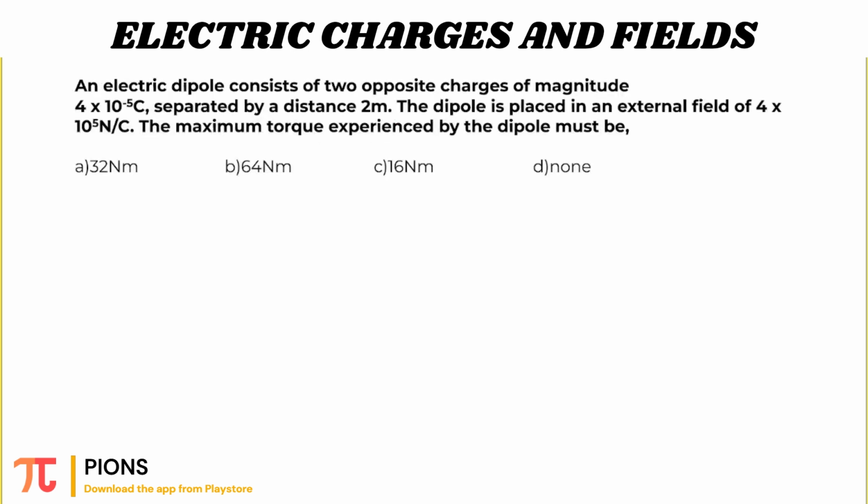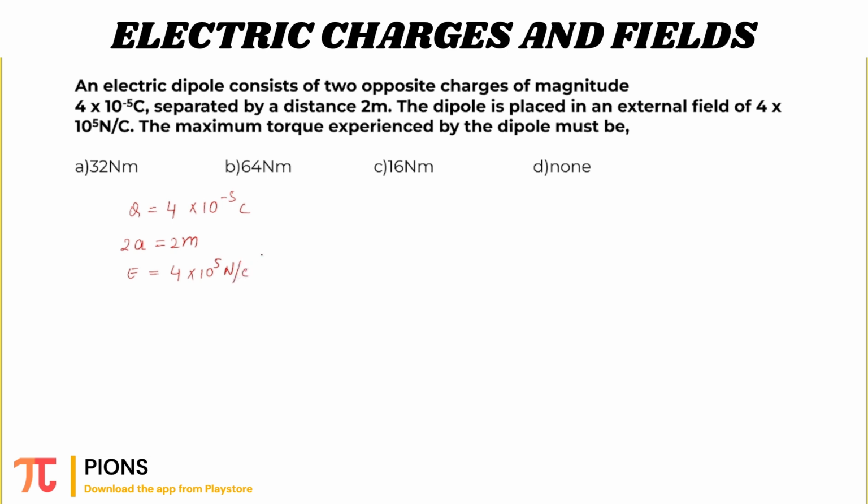An electric dipole consists of two opposite charges of magnitude Q equal to 4 into 10 to the power minus 5 Coulomb, and separated by a distance of 2 meters. So 2a itself is 2 meters. The dipole is placed in an external electric field. So the electric field E will be equal to 4 into 10 to the power 5 Newton per Coulomb. What will be the maximum torque?